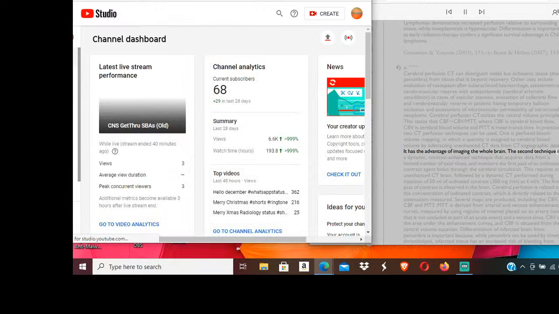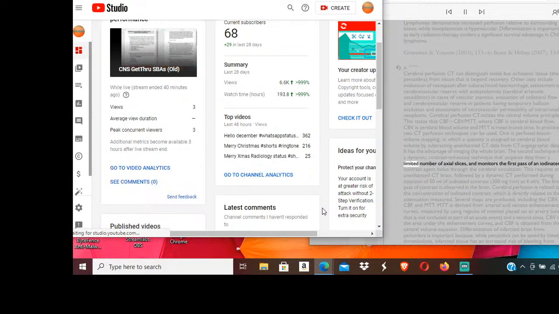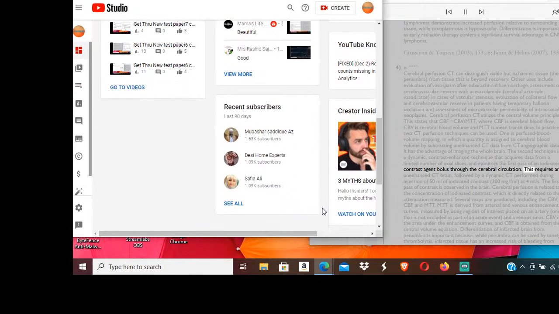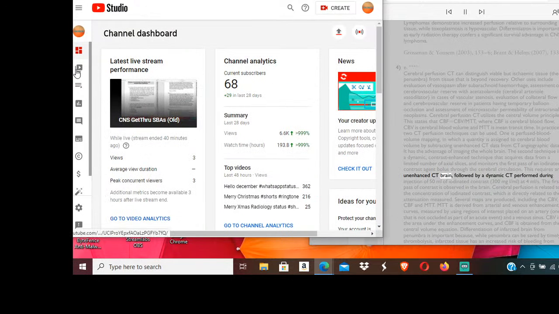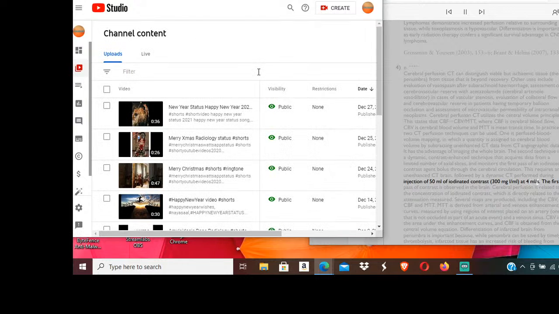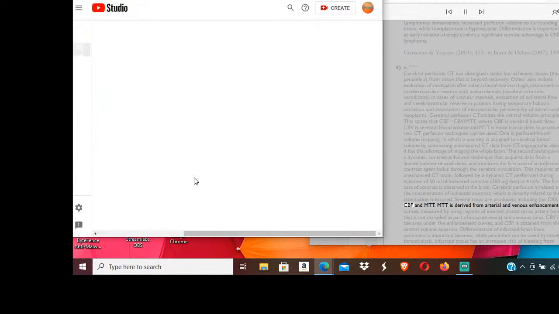The second technique is a dynamic, contrast-enhanced technique that acquires data from a limited number of axial slices and monitors the first pass of an iodinated contrast agent bolus through the cerebral circulation. This requires an unenhanced CT brain, followed by a dynamic CT performed during injection of 50 ml of iodinated contrast, 300 mg I/ml, at 4 ml/s. The first pass of contrast is observed in the brain. Cerebral perfusion is related to the concentration of iodinated contrast, which is directly related to the attenuation measured. Several maps are produced, including the CBV, CBF, and MTT.